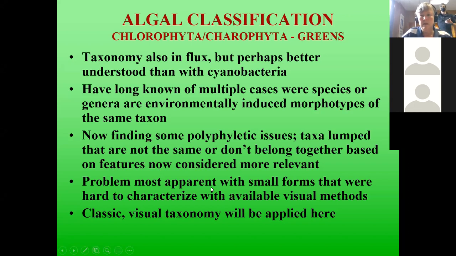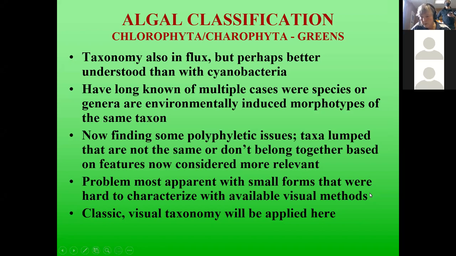The problem becomes most apparent with the small forms that were always hard to characterize with available visual methods. You were shown a number of things where, if you just had one or two of these, you wouldn't know what it was. The little round green things are just that. They're called LRGTs, little round green things.